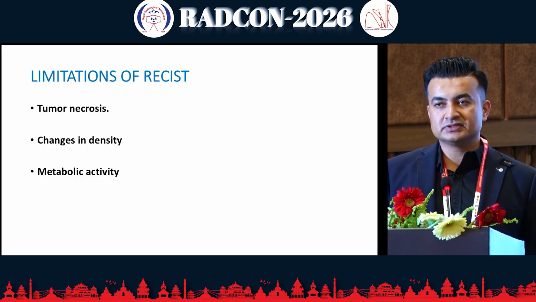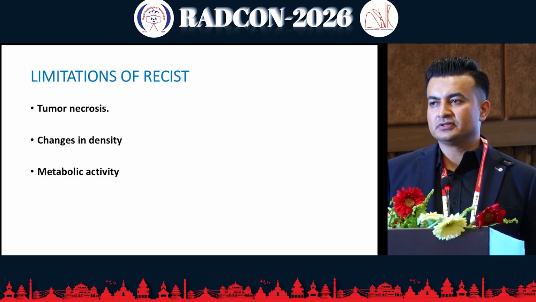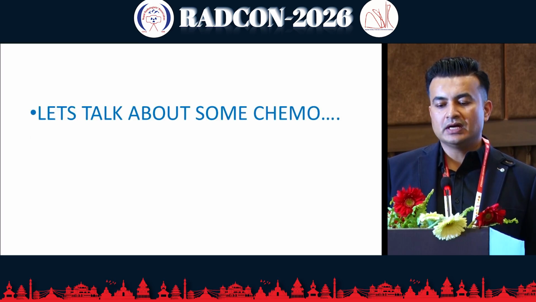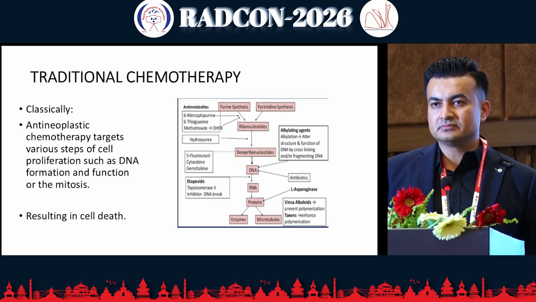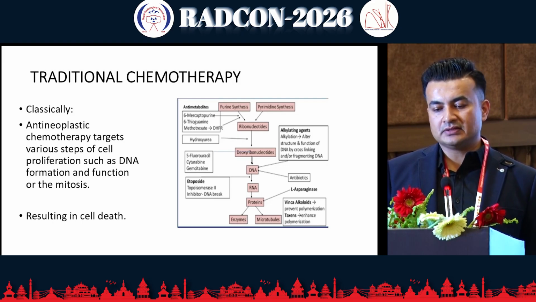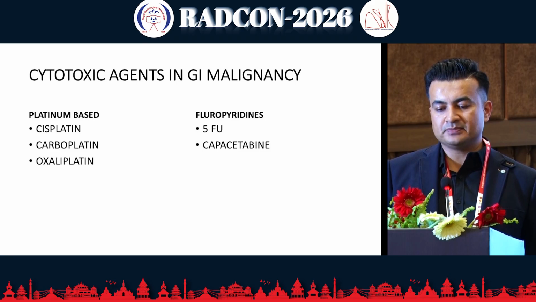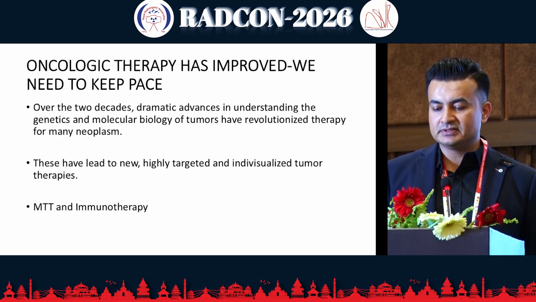Limitations: tumor necrosis is not assessed, density change is not assessed, and metabolic activity within the tumor is not assessed by RECIST. So now let's talk about some chemo. Initially, the traditional chemotherapies included anti-cancer drugs that eventually led to cell death. Now, usually in GI malignancy, it's either platinum-based or fluoropyrimidine-based. We've heard the names cisplatin, carboplatin, oxaliplatin, or 5-FU or capecitabine regularly being used in our GI malignancies.